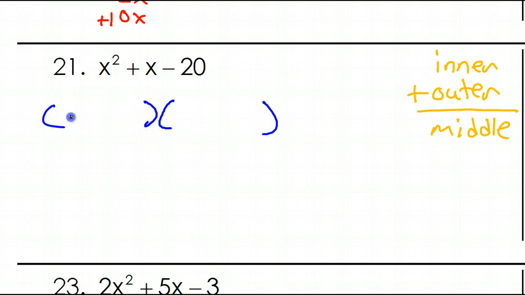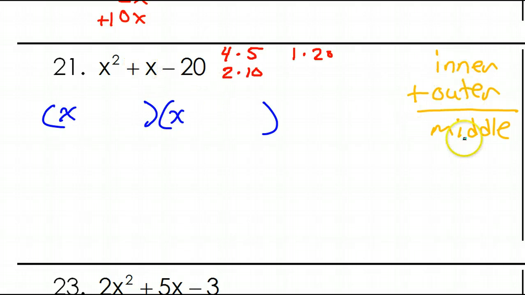X squared can only be x times x. Then we look at the 20. 20 has a couple of options. It could be 4 times 5, or it could be 2 times 10, or it could be 1 times 20. So we have 3 possibilities.